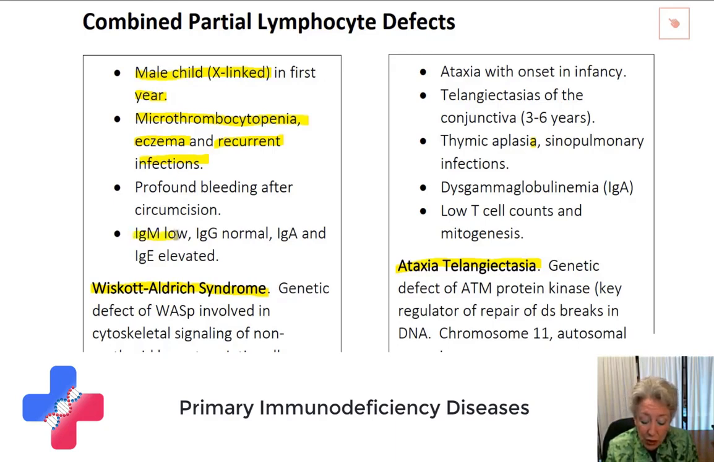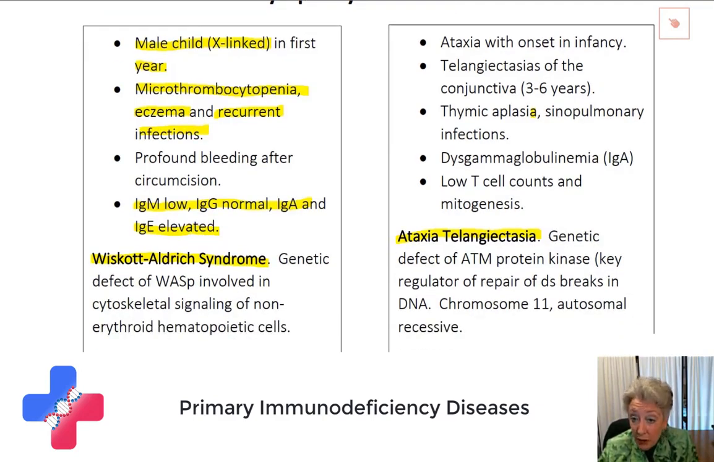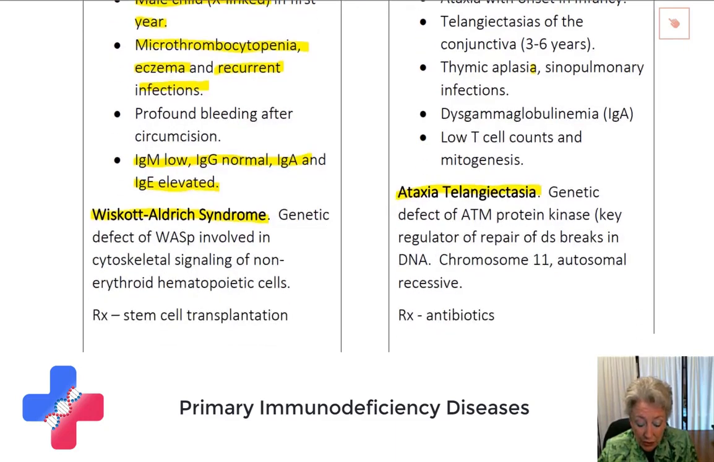Realize that these patients will have low levels of some types of immunoglobulin, and that may be variable, but the presence of immunoglobulin changes along with thrombocytopenia and eczema is what's going to give you your diagnosis. Stem cell transplantation is what we have to do.